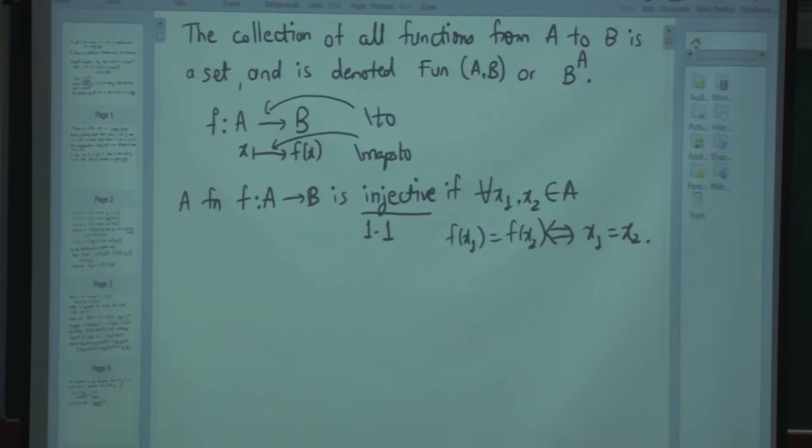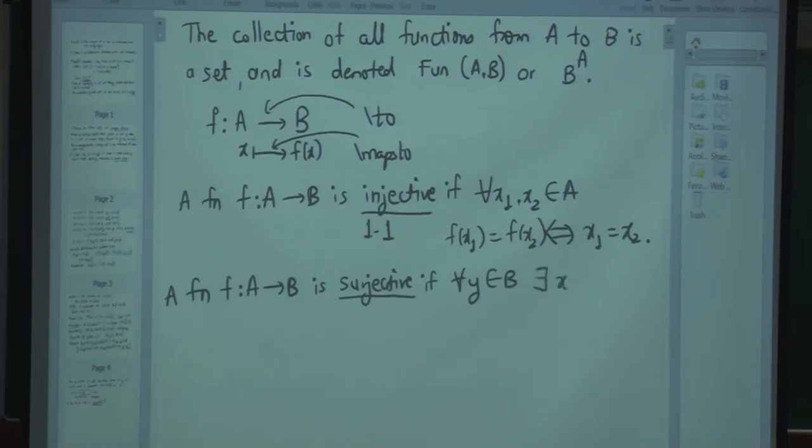1-1 function. Okay, so a function f is surjective if what happens? Somebody from the back, nobody speaking there. You don't know what a surjective function is? If for all y in B, there exists an x belonging to A such that f(x) is equal to y. Very good. Oh, you are not answering because the answer is too easy. Sometimes you don't answer because it's too difficult.